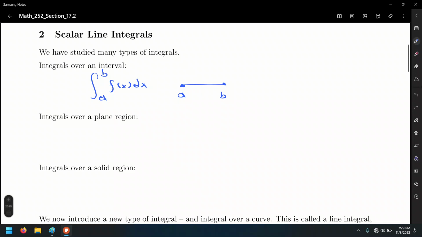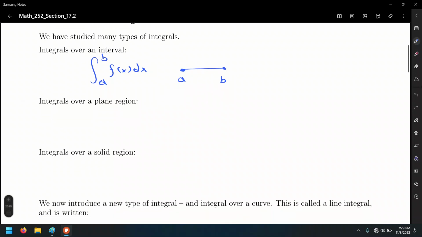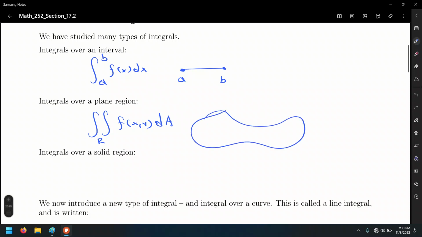It's a one-dimensional segment, therefore related to a single variable function. Then we went to integrals over a plane region. That was Calc 2. Double integral over the region R of f of x, y. Without getting into too many details, if f of x, y equals 1, that's area. And if f of x, y is something else, that's volume. It doesn't matter. The thing is that the regions over which we evaluated these double integrals were two-dimensional regions. All right?